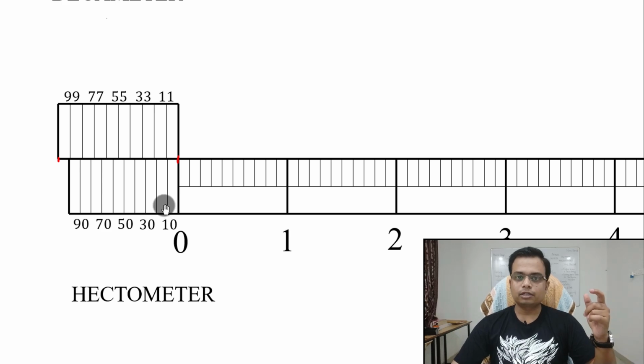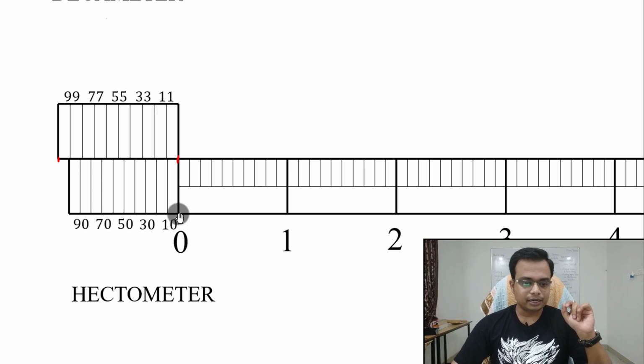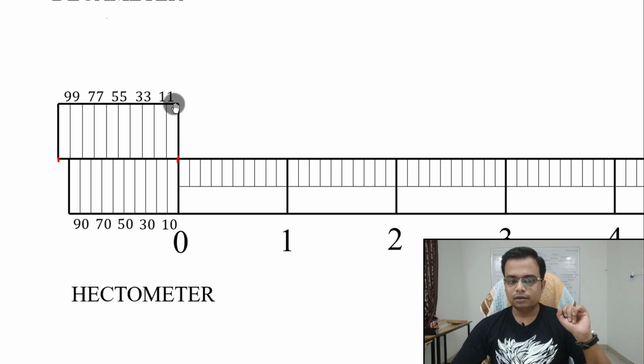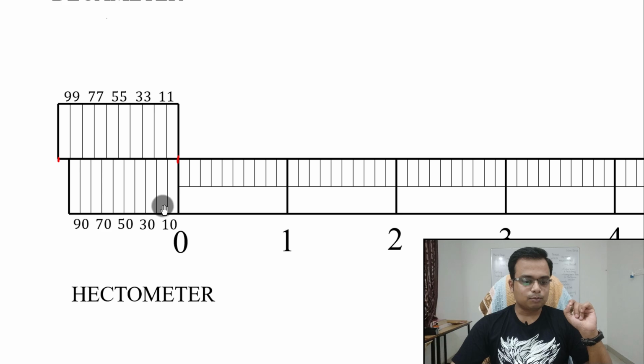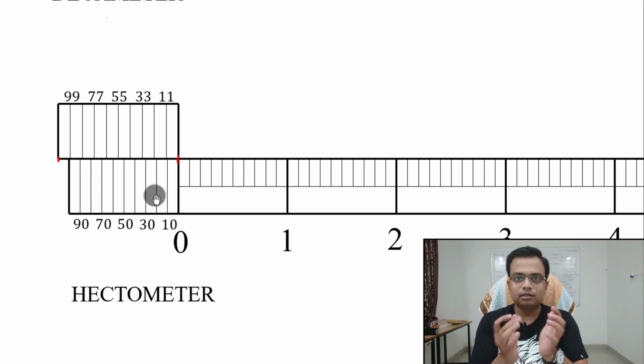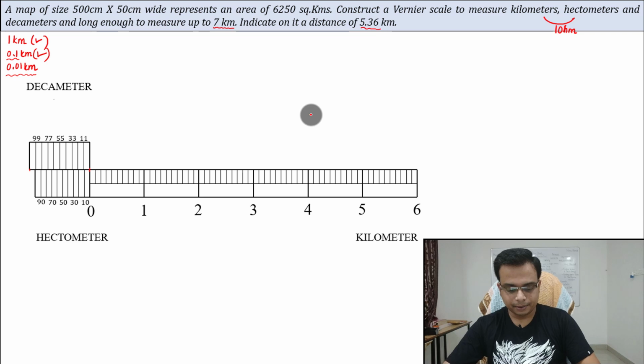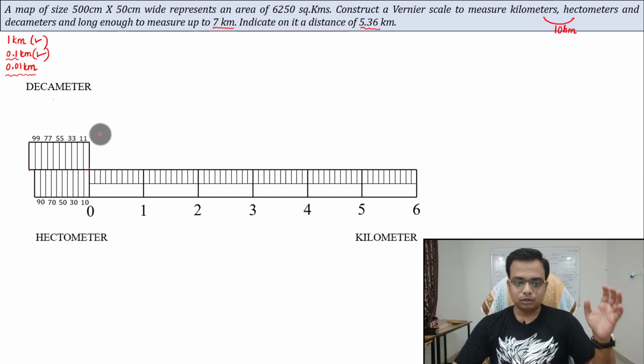Now you can say that your scale is able to measure a minimum distance of 0.01 kilometers. Let me just touch upon that once again. This is 0.1 kilometer, this is 0.11 kilometer. So 0.11 minus 0.1 will give you 0.01. So now the scale is good enough to measure distances up to 0.01 kilometer or 1/100th of a kilometer. Fine. So the scale is done.